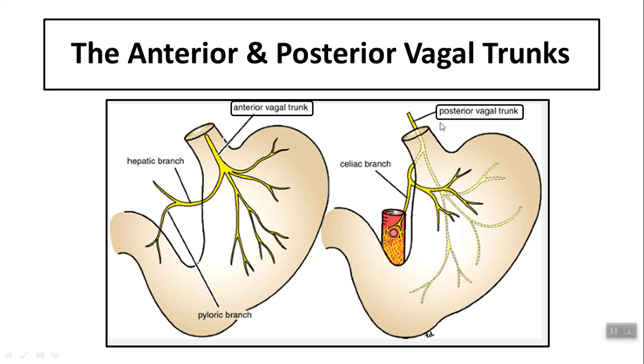The posterior vagal trunk, which in the thorax is the right vagal nerve, in the abdomen becomes the posterior vagal trunk or posterior vagal nerve. It will mainly supply the posterior surface of the stomach, but it sends branches to the celiac plexus and to the superior mesenteric plexus.